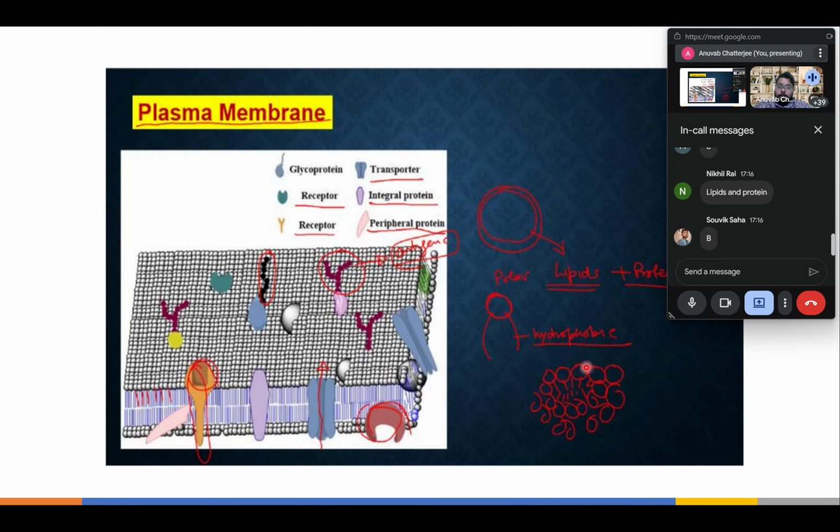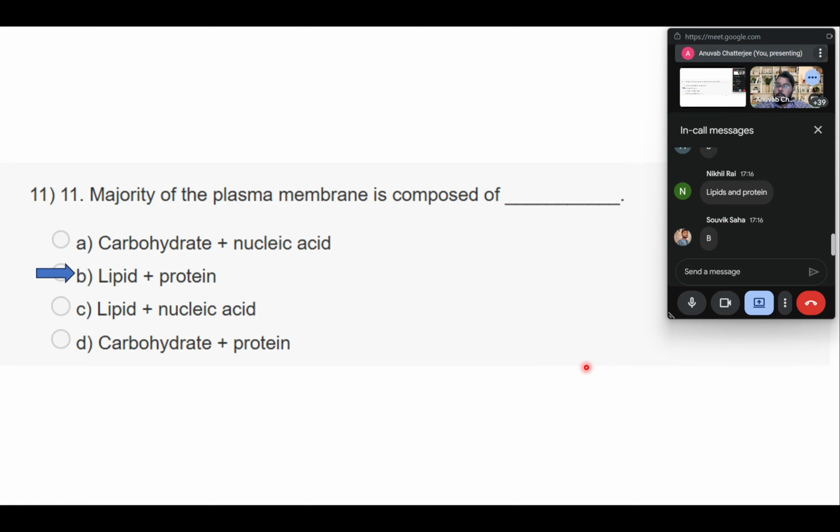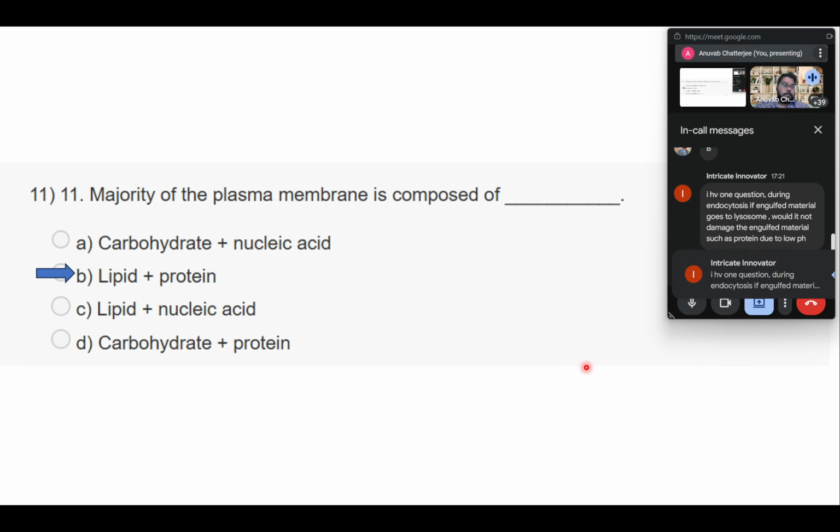And this is the image which describes the same thing. And yes, the majority of the plasma membrane is composed of lipid and proteins. This is fine.